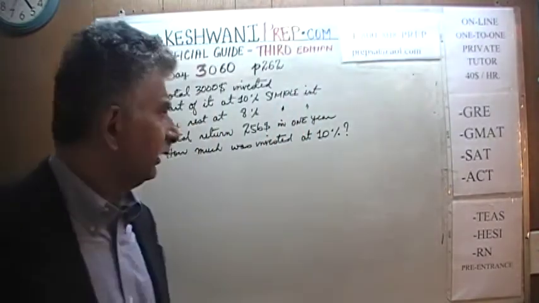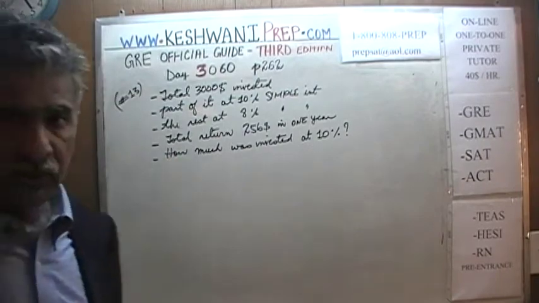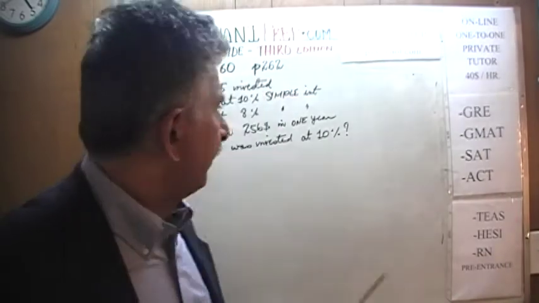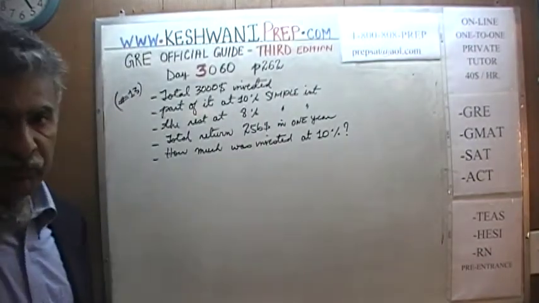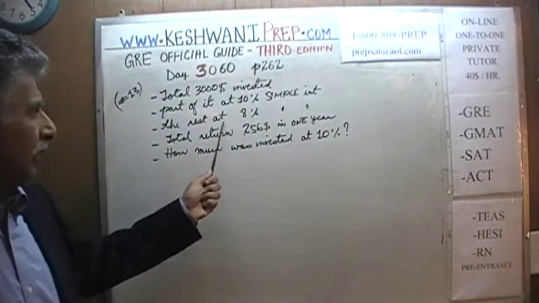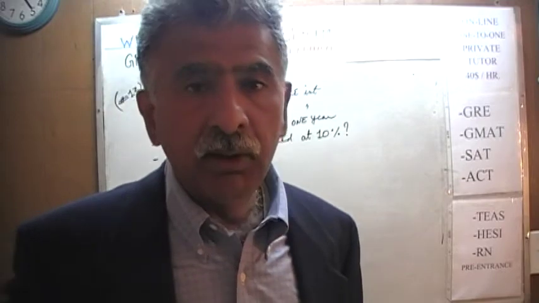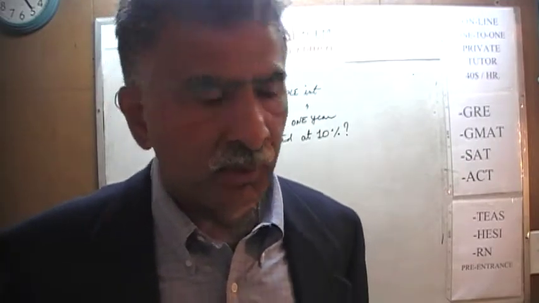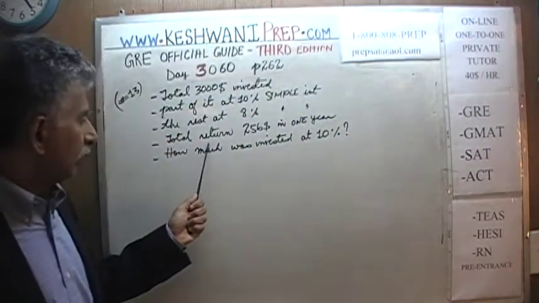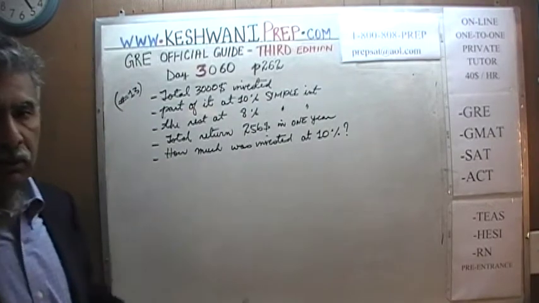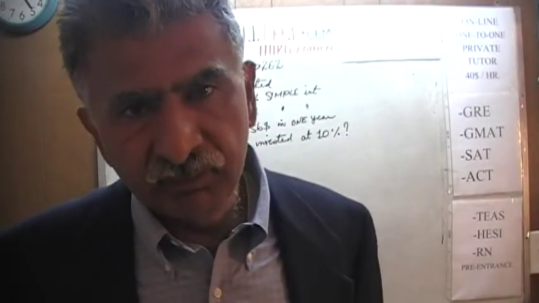This is what the problem says. It says that we have a total of $3,000 that we're going to invest. Part of it, we're going to put in an account that is going to pay us 10% simple interest. The rest is going to be put in a second account, which is going to yield 8% interest. Again, simple interest, the rest of the amount. You understand? In other words, a total of $3,000 is invested in the two accounts. We are further told that the total return in that 1 year was $256 exactly. The question simply is, what was invested in each of these two accounts?